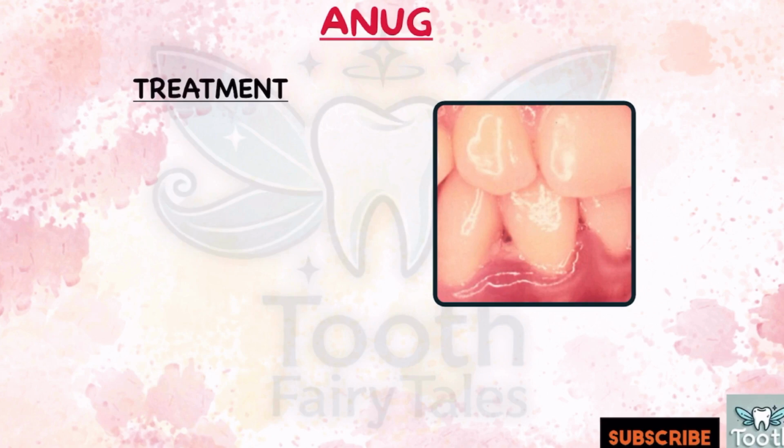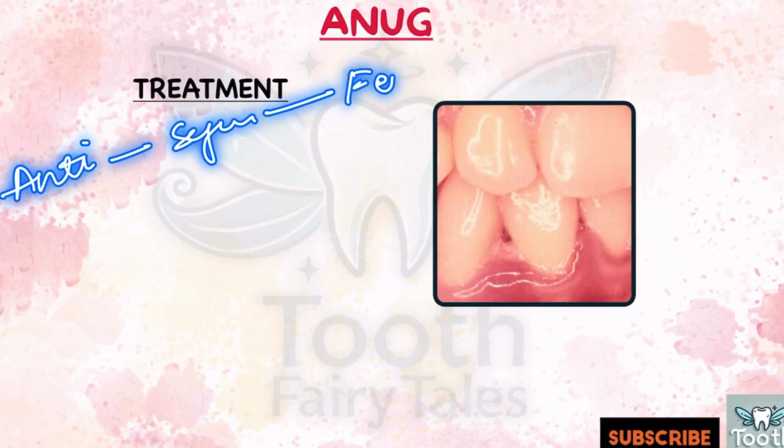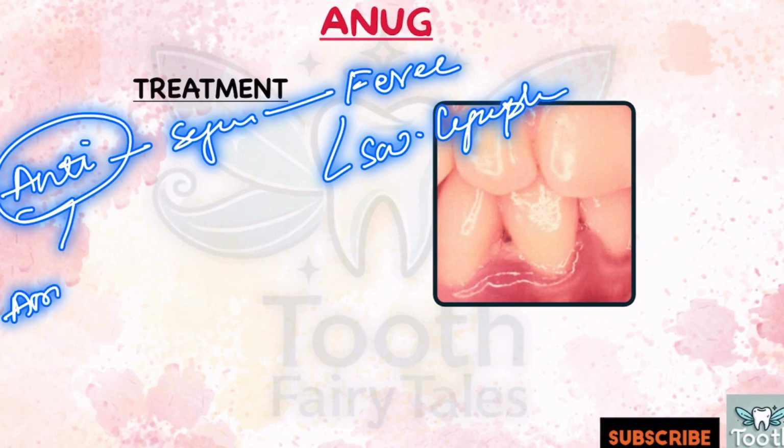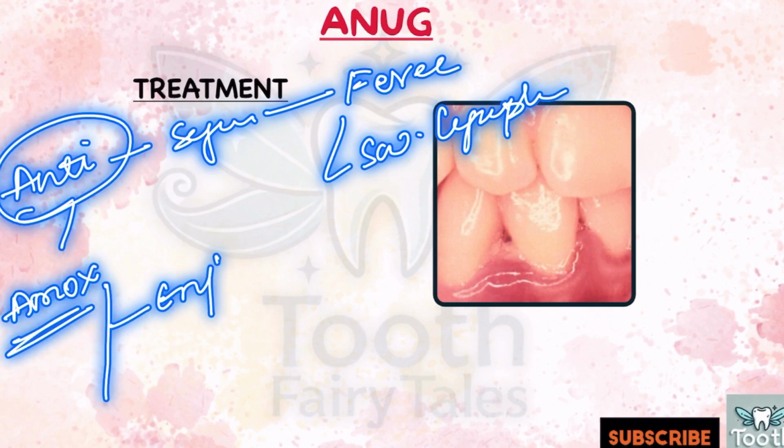During the first visit, antibiotics can be given only if systemic symptoms are present, like fever or swollen lymph nodes. What antibiotics can be prescribed? Amoxicillin can be given. If the patient is allergic to amoxicillin, then erythromycin or metronidazole can be prescribed.